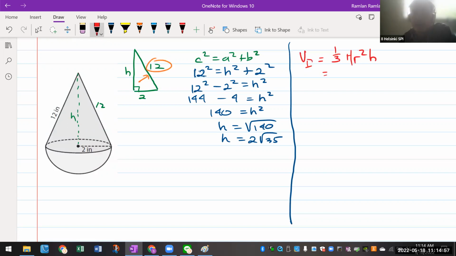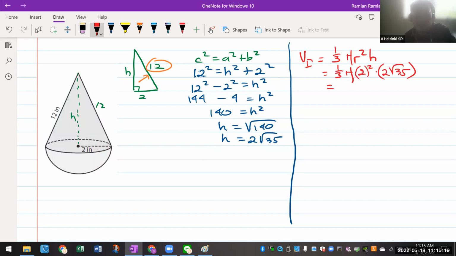And then that will be equal to 1/3 pi. I'm not going to change the pi yet. And then the r is this one, which is the 2, so that will be 2 squared, times the height, which we already have, which is this one. I'm not going to change that. Just write down 2 square root of 35. Okay, I'm going to use brackets instead.